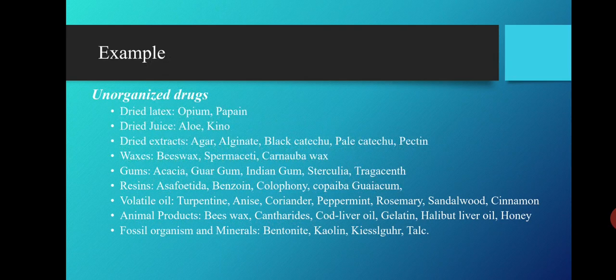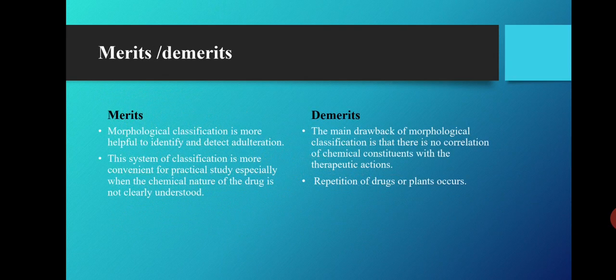So talking about the merits and demerits, morphological classification is more helpful to identify and detect adulteration. This system of classification is more convenient for practical studies, especially when the chemical nature of the drug is not clearly understood. And demerits again, कि हम pharmacological level और उसका केमिकल लेवल पे हम उसको डिफ्रेंशिएट नहीं कर सकते हैं.